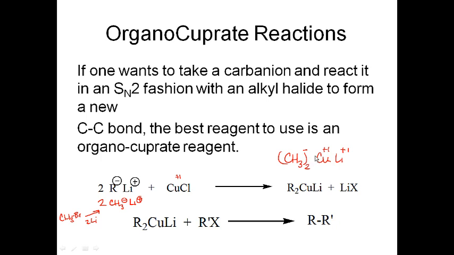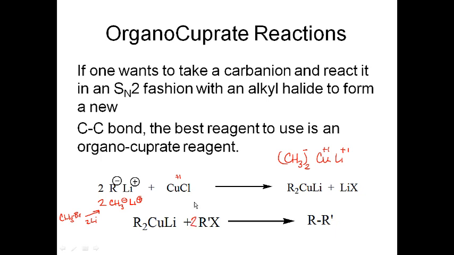And again, we could get into the structures of these and what they look like, but that's really beyond the scope of this course. And I'm not up to date on lithium cuprate chemistry, but there was a long time where people didn't understand the mechanisms of these kinds of reactions. So when you make this lithium cuprate, it turns out that the presence of the copper actually changes the reactivity of the carbanions.